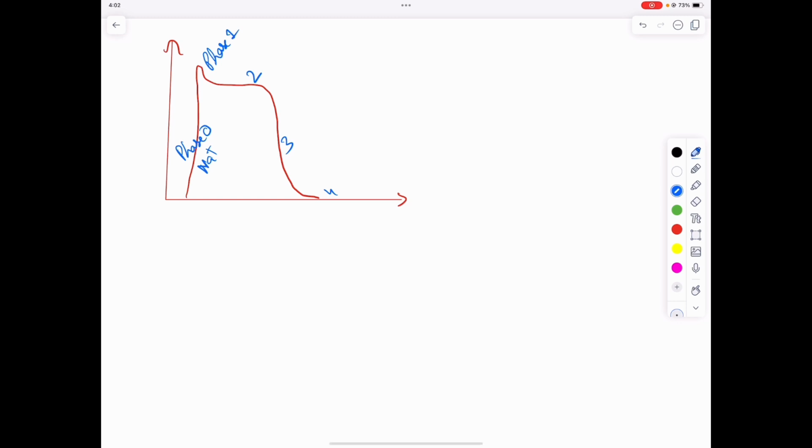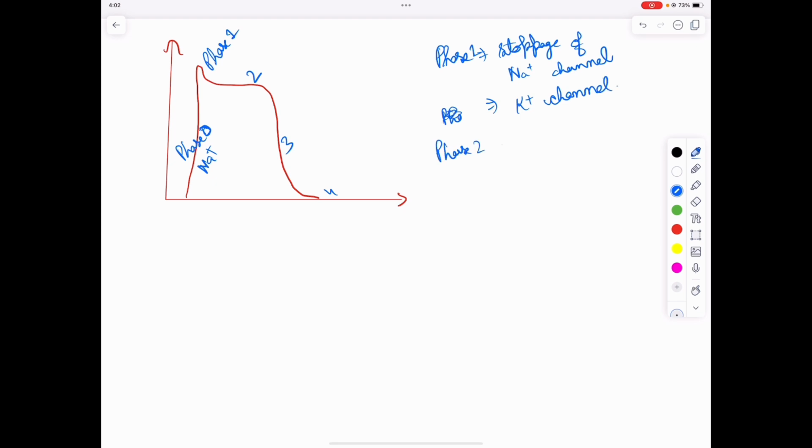In this, remember that there is phase 0. Now in phase 0, there is sodium depolarization, just like our normal nerve conduction that we study. So phase 0 is sodium conduction. Now phase 1. In phase 1, what happens is that there is a stoppage of the sodium channel, and the potassium channel opens. Now after the opening of the potassium channel, we move on to phase 2.